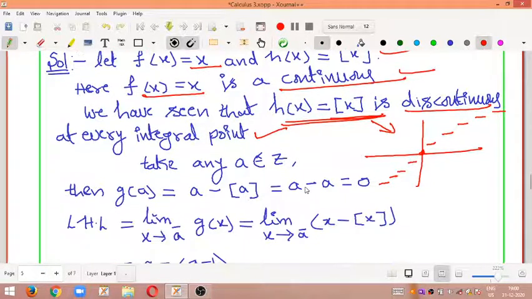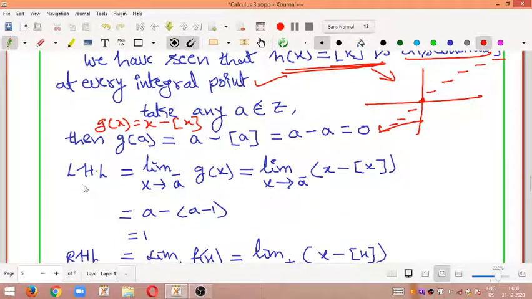So take a belongs to Z. Then g of a is equal to a minus greatest integer a, since g of x is equal to x minus greatest integer x. Greatest integer a means a, so a minus a is equal to 0. Then we want to check the LHL and RHL values. So LHL, limit as x tends to a minus of g of x, means what? Limit of x minus greatest integer x.